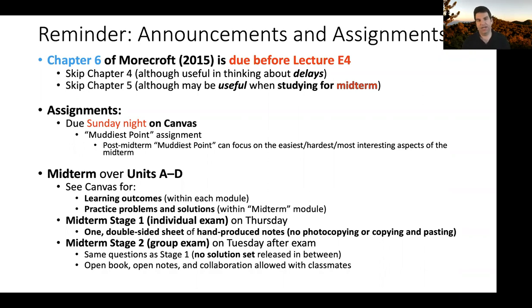And you'll get over the weekend and you can talk to your classmates over the weekend. You can post comments and questions on the discussion. I won't be able to give you feedback during that period, but you are definitely happy. You can work with each other. So that's basically how this two-stage exam works.